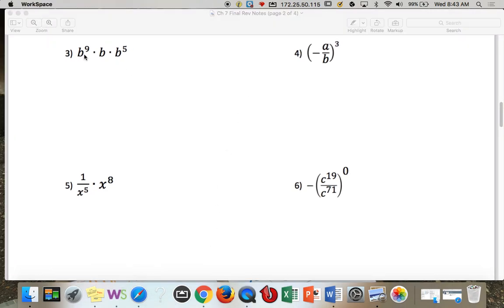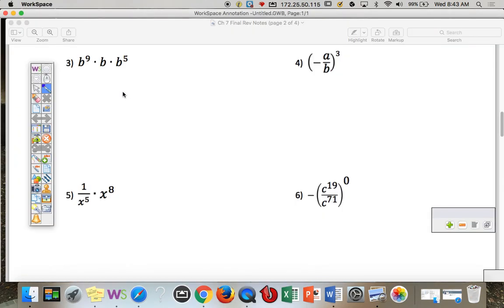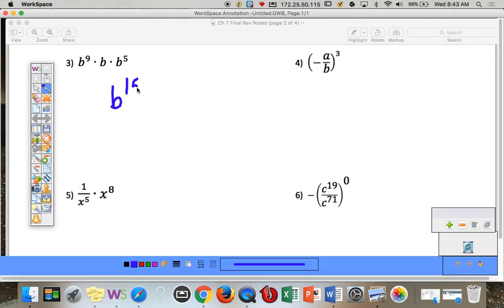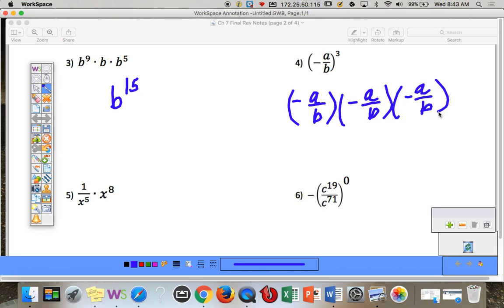So the next one, we have 9 B's and another B and another 5 B's. So you're going to add up all the B's together, and this will be b to the 15th. Here we have a to the 3rd, b to the 3rd, and it's negative. Here's what it means. And I write it out like this because you can see we have a negative times a negative, which is a positive, and a positive times a negative, which is negative. And then you distribute the 3 to both the top and the bottom. So we have a to the 3rd, b to the 3rd.